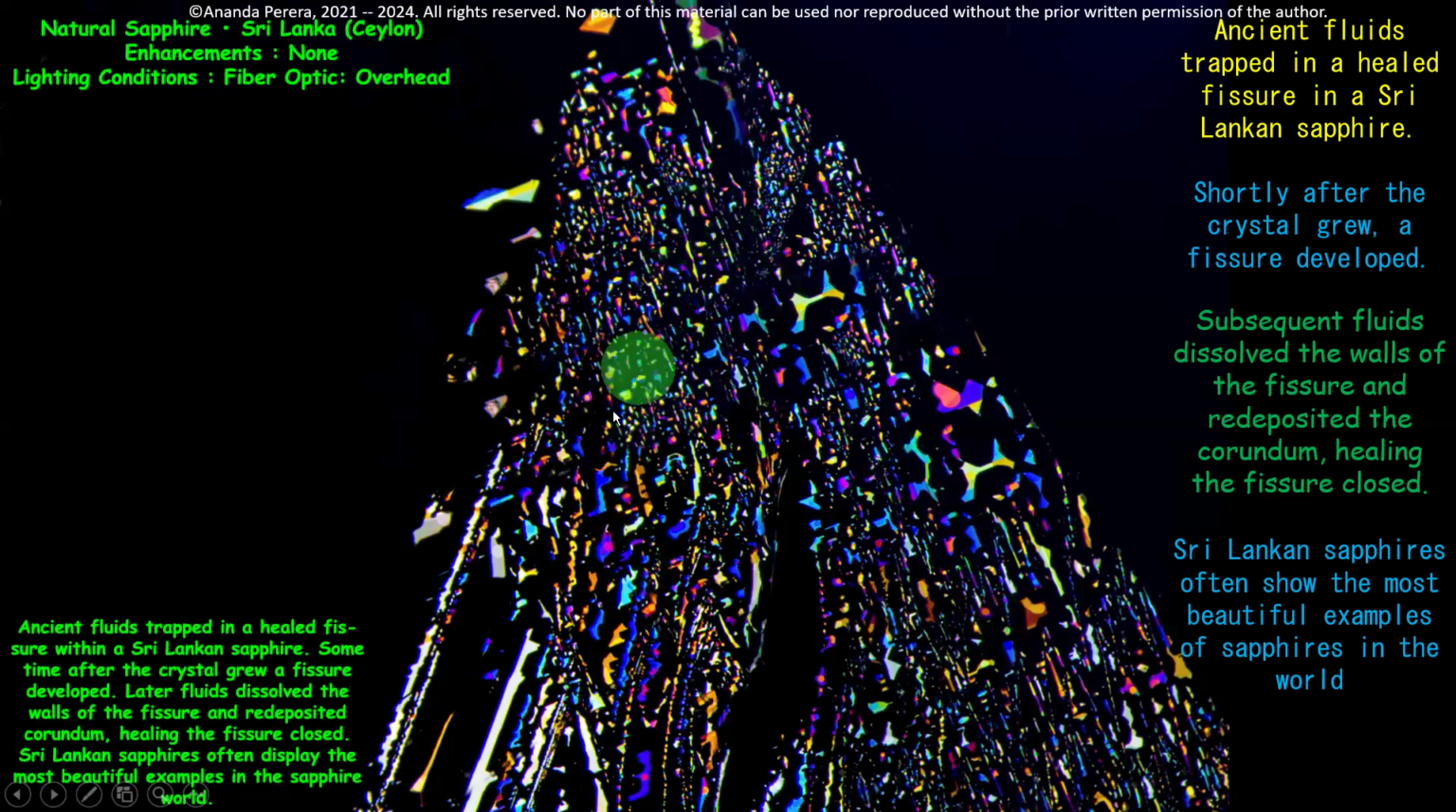Sri Lankan sapphires often show the most beautiful examples of sapphires in the world, like this. It is Sri Lankan natural sapphire. What is this? Look at the lighting condition here. It is fiber optic oblique.